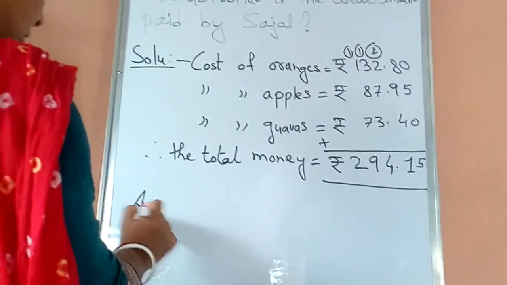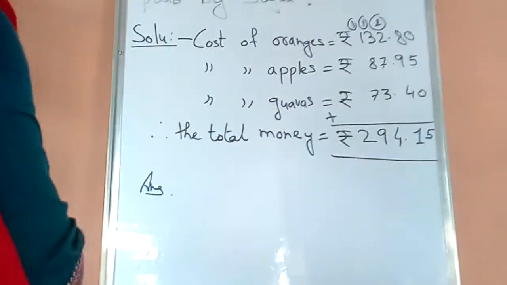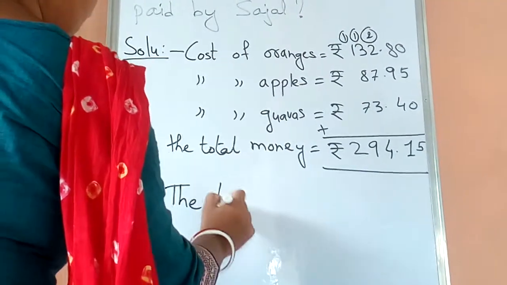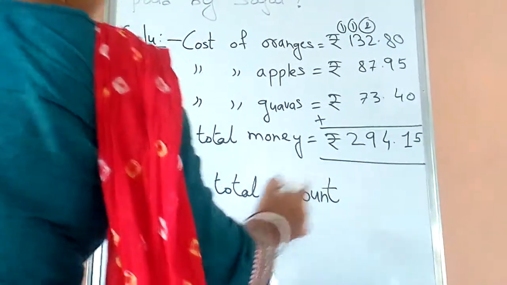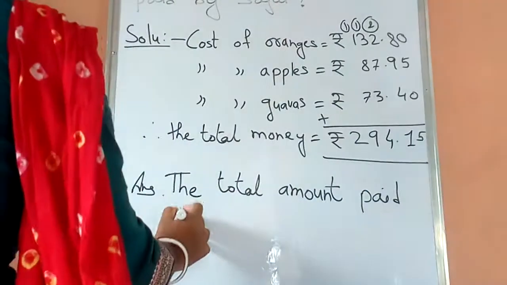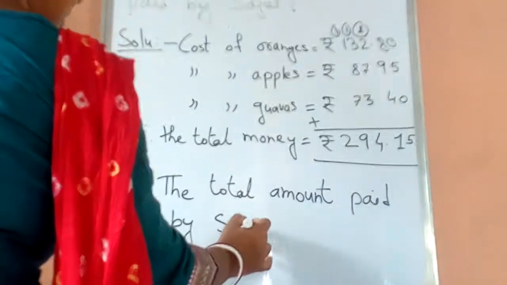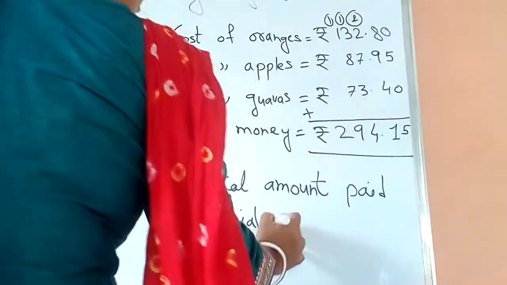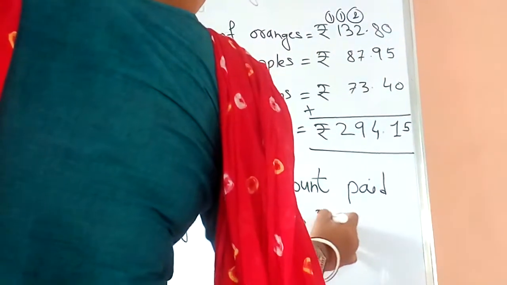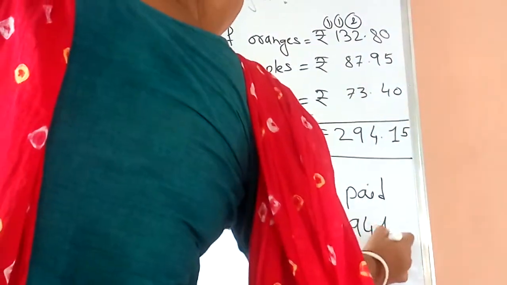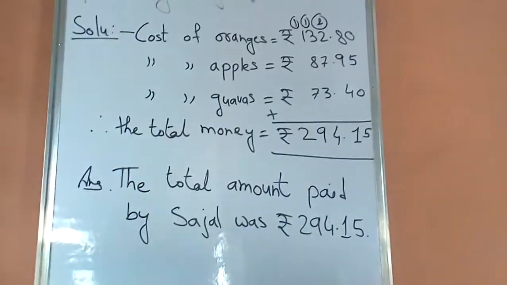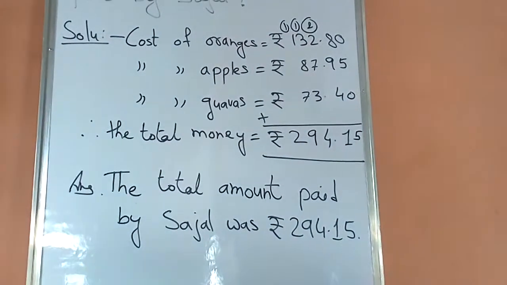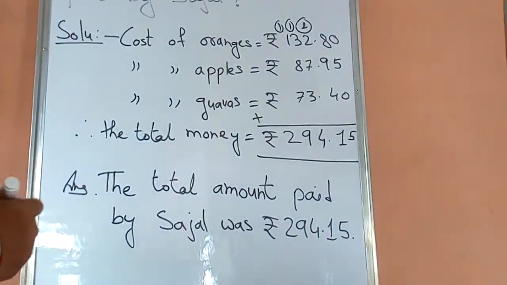So at the end you will write the answer that the total amount paid by Sajal was rupees 294.15. Okay, so this is the answer for addition. Now one more question we will do, that is from subtraction. For that I have to rub the board.